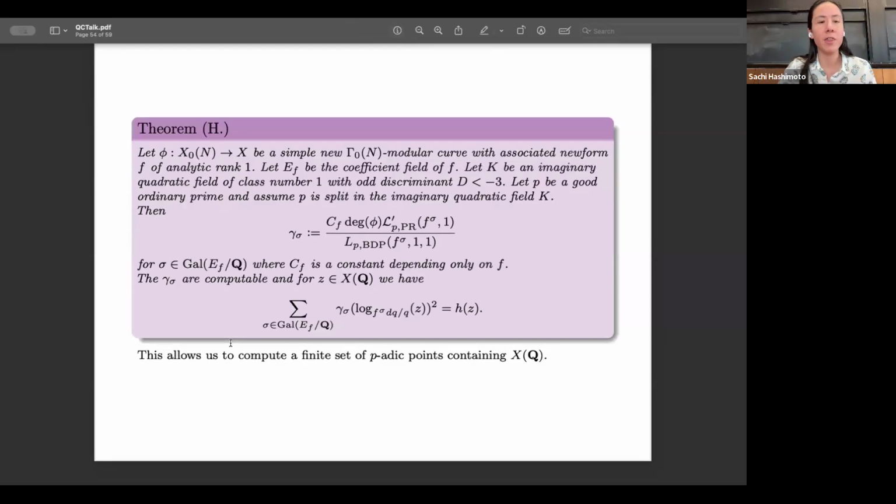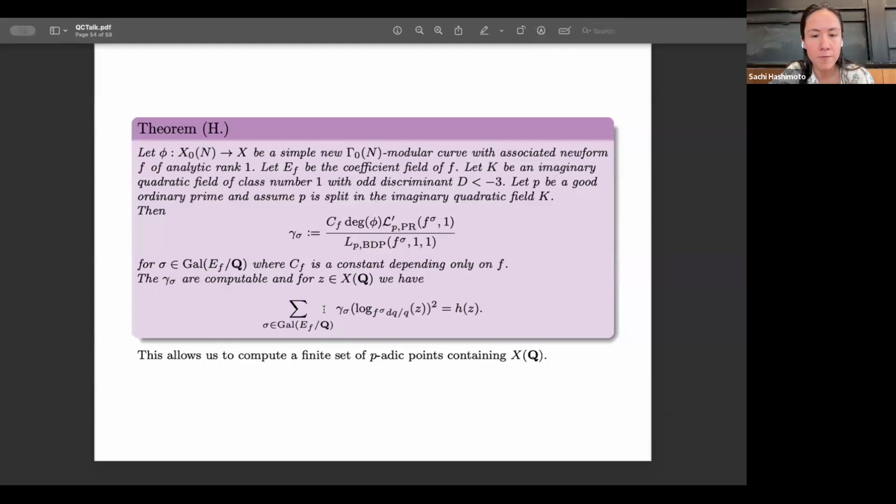So the theorem that I want to present is that if I start with one of these quotients of X_0(N), a simple new Gamma_0(N) modular curve, and its associated newform has analytic rank 1, with coefficient field E_F, and I've collected here all our hypotheses on K, our imaginary quadratic field: class number 1, discriminant less than 3, and P is our good ordinary prime splitting in K. Then we can write down these coefficients, which are indexed by the Galois group of E_F over Q. Gamma_sigma comes from an explicit constant depending only on F, times the degree of phi, our quotient map, times a special value of Perrin-Riou's L-function over a special value of the Bertolini-Darmon-Prasanna L-function. And these we can compute.